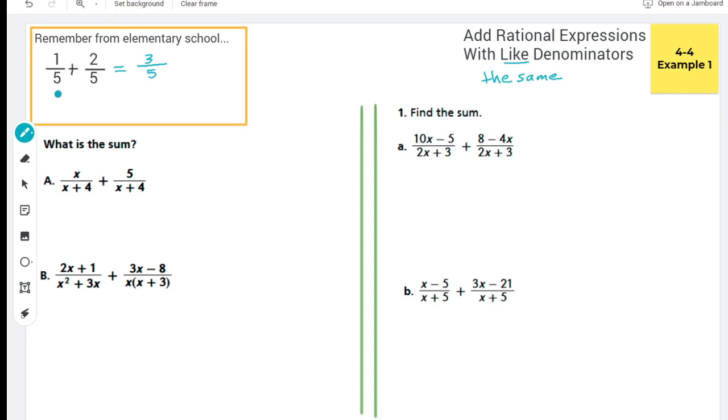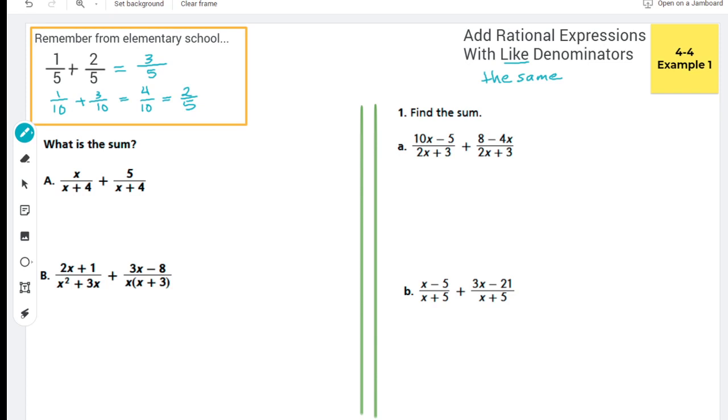Sorry, I'm trying to think of an example. Maybe like 1/10 plus 3/10, for example. And you add them together, sometimes you need to reduce the fraction. Like here, the 4 and the 10 are both divisible by 2, so I would divide that 2 out.